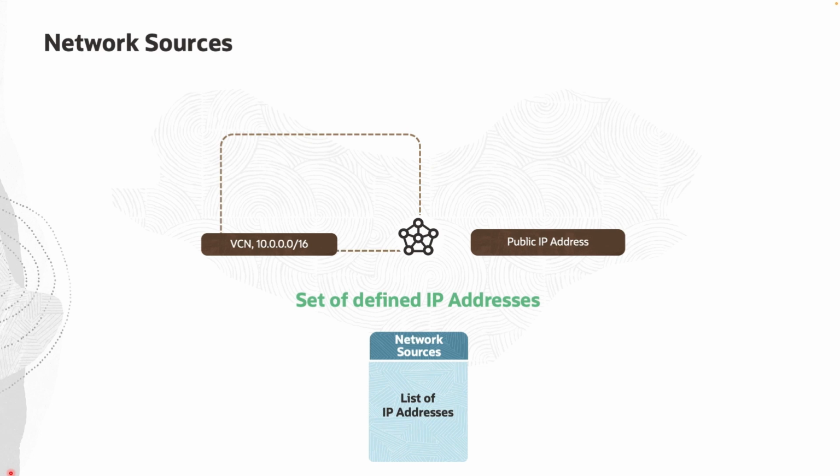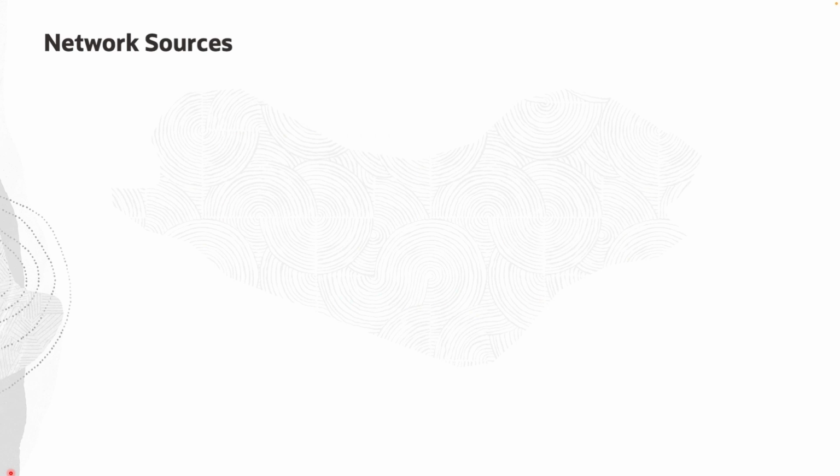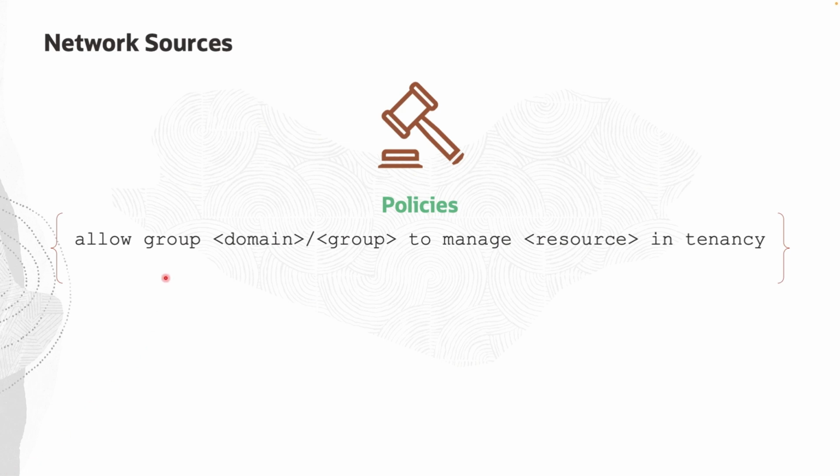Now, after creating a network source with the list of IP addresses that we want to allow, we go to the second step and write a policy. And when we write a policy, we allow a group of users to perform an action on the resources in a compartment or tenancy. But now we will scope down the access by adding additional conditions for network sources, which contains the list of IP addresses we created in step 1.